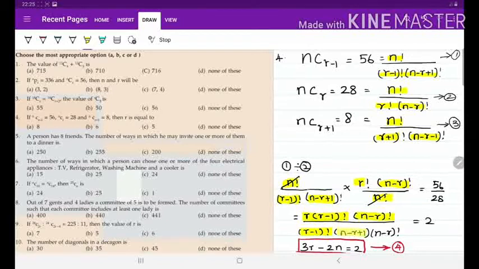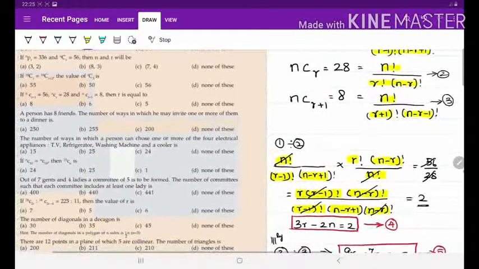Separating (n minus r plus 1) factorial as (n minus r plus 1) into (n minus r) factorial, we get some of the common terms getting cancelled. (r minus 1) factorial gets cancelled and (n minus r) factorial gets cancelled, and on the right side we have 56 upon 28, which is 2. After all simplifications we get the equation as 3r minus 2n is equal to 2.